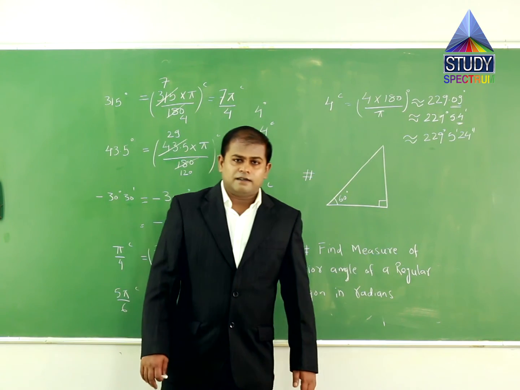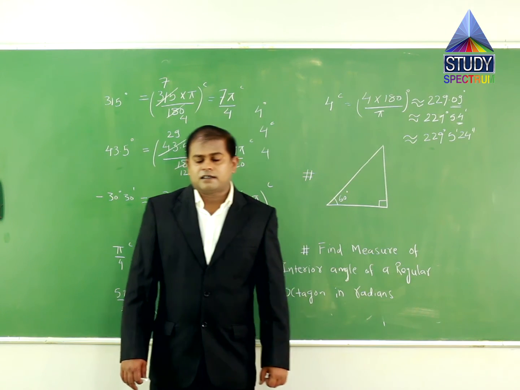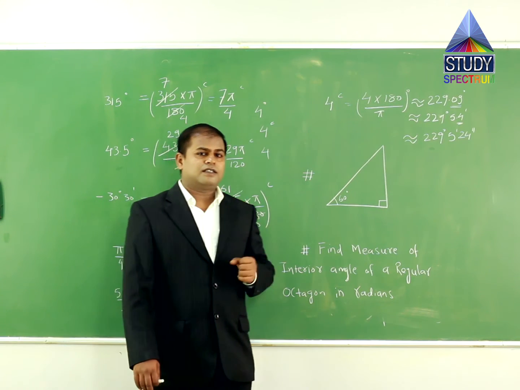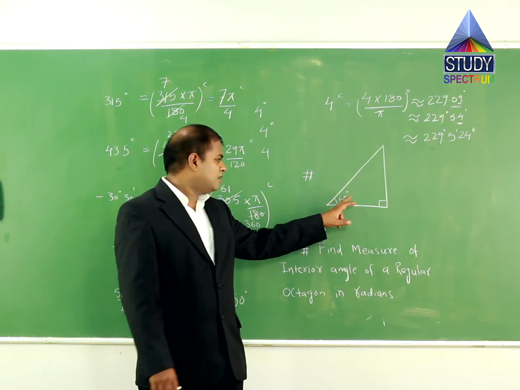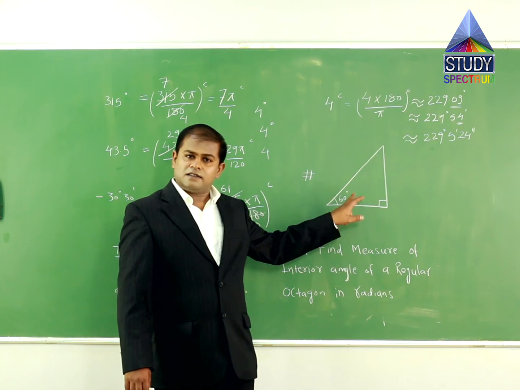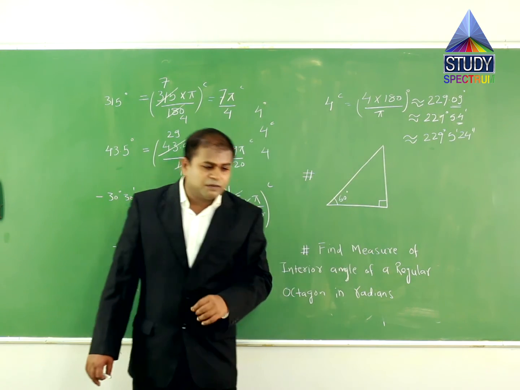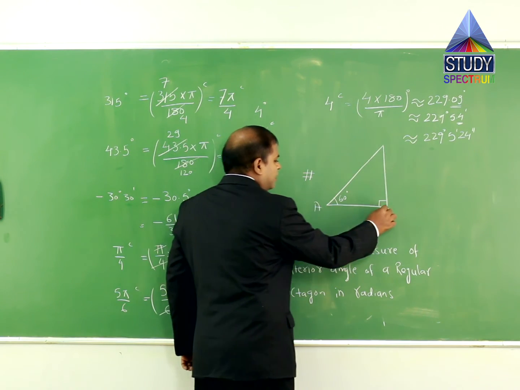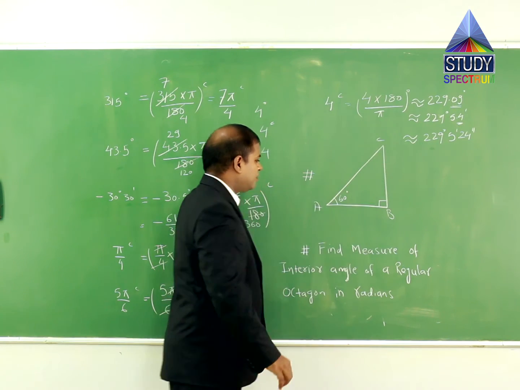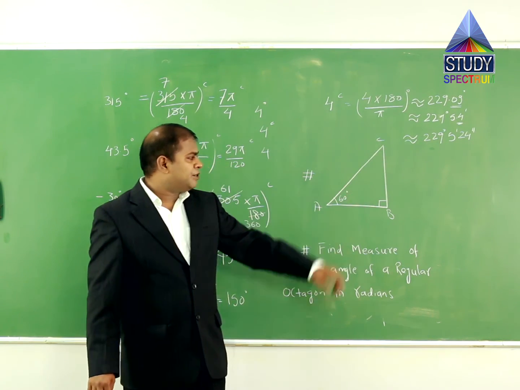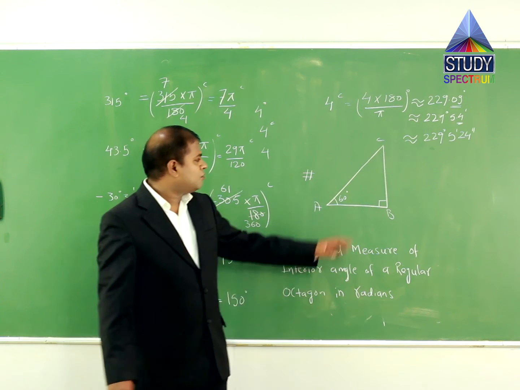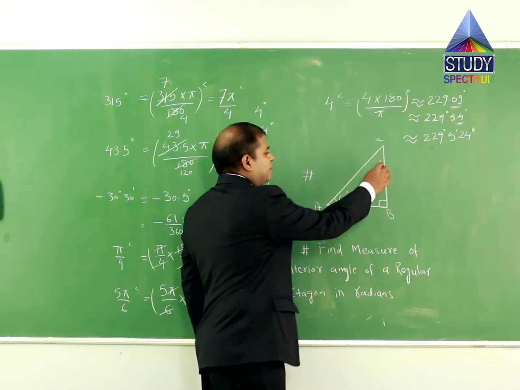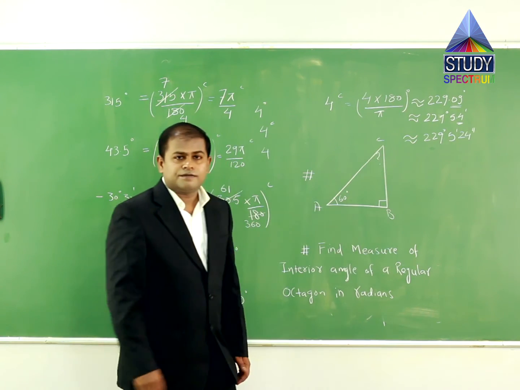Suppose there is a right angle triangle and the degree measure of one of the acute angles is 60 degrees. The question is, what is the measure of the second acute angle? So for reference, let me name a triangle ABC, which is right angled at B. Angle A measures 60 degrees. The question is, what is the measure of angle C in radians? Right? So this is what we have to find, and that too in radians.